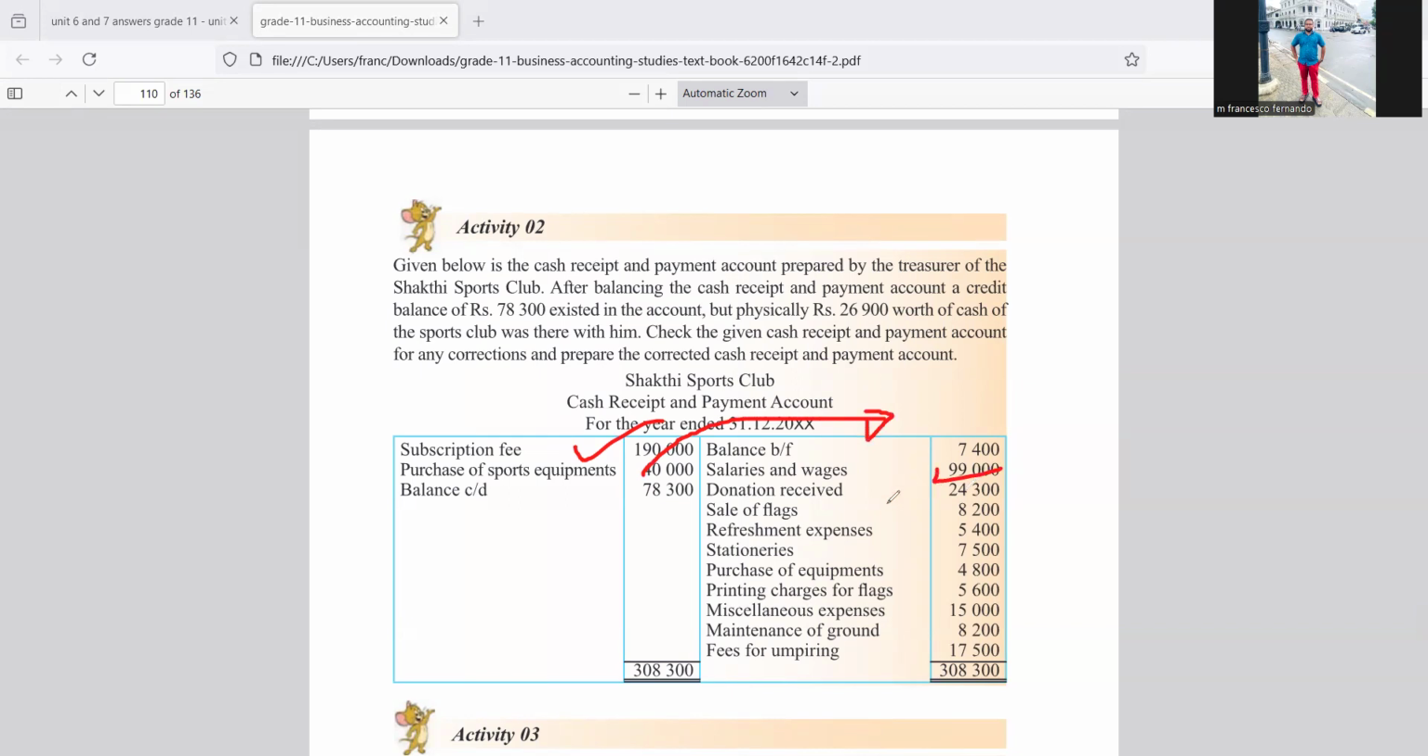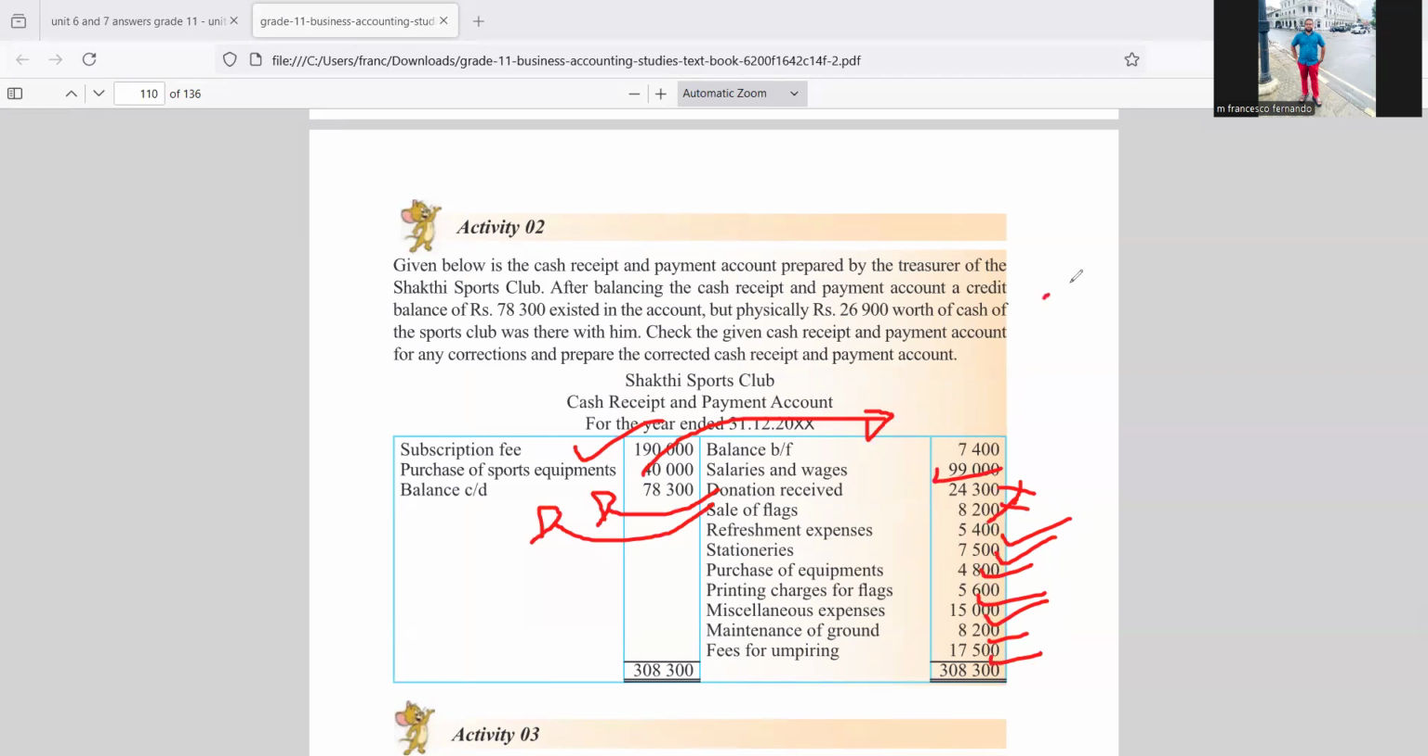Salaries and wages is correct because it's an expense. Donation received is a cash receipt, so this is incorrect. Also, sale of flags is a cash receipt, so it should come to the debit side. Refreshment expense, stationery, all those are expenses. Purchase of equipment, printing charges, miscellaneous expenses, maintenance of ground, fees for umpiring, all those are expenses.